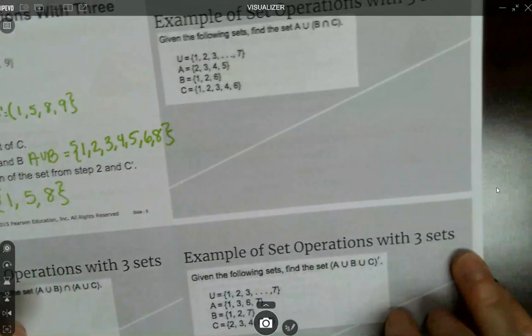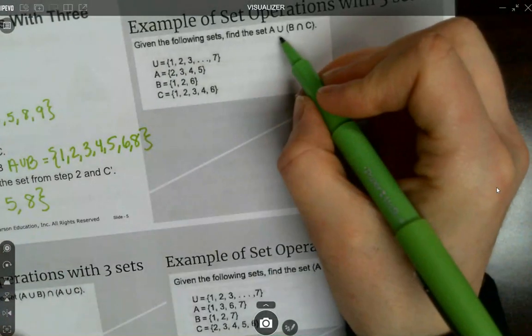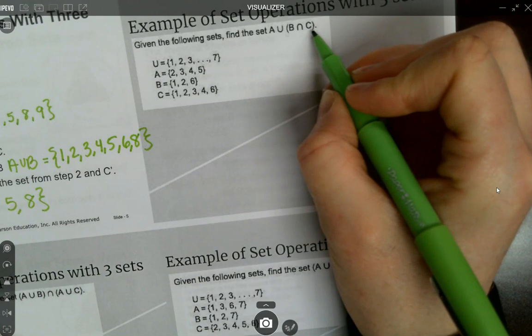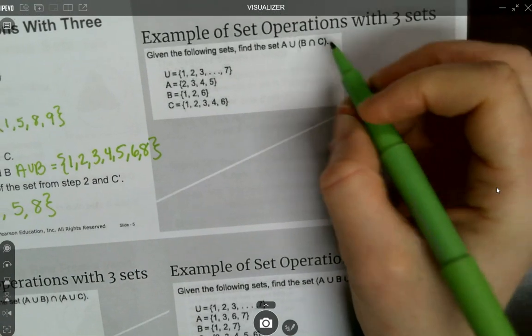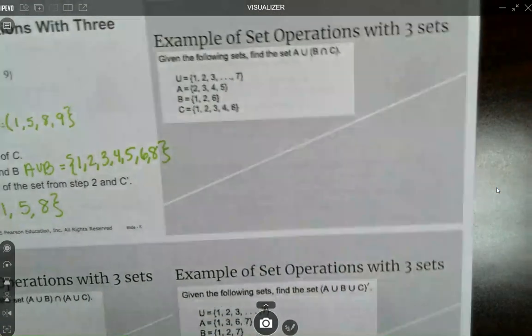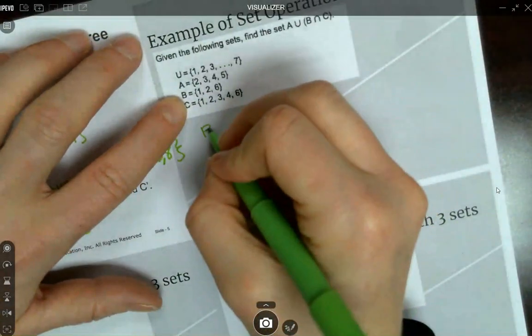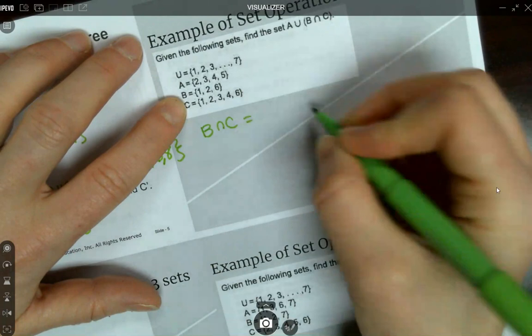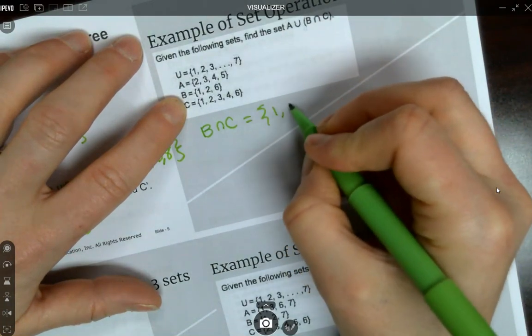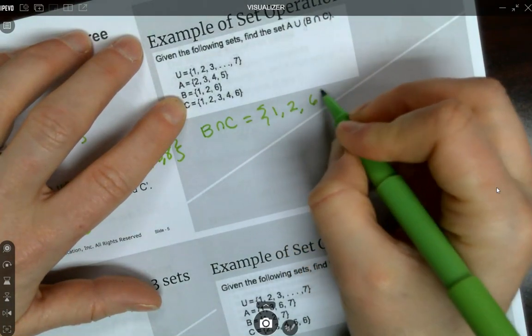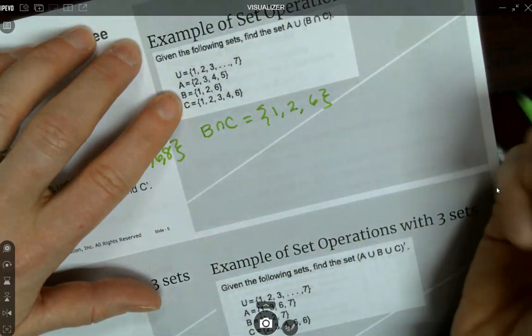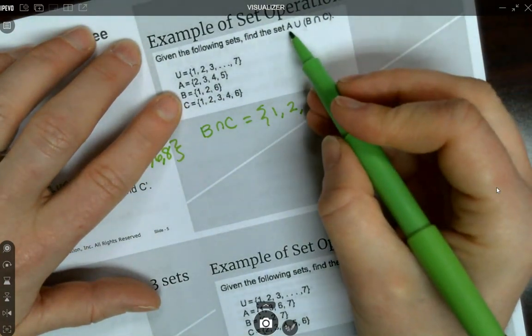Okay, let's look at the next one. We have A union parentheses B intersects C. So we're going to start inside the parentheses. B intersects C, B and C. We want to find what they have in common. So it'd be 1, 2, and 6. It's just B. Now we want to union that with A.